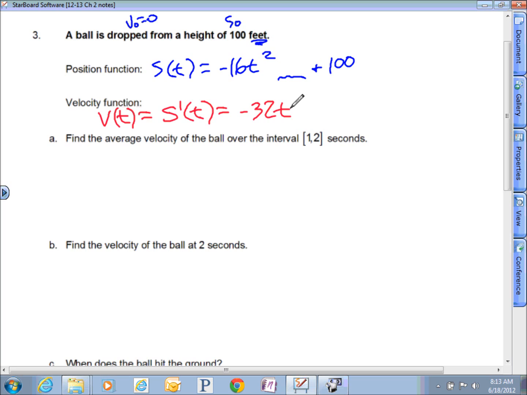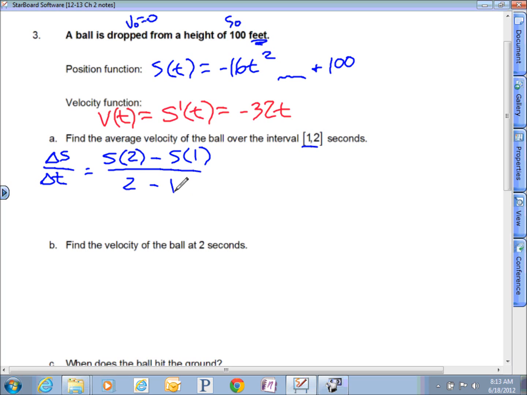All right, average velocity. Questions A and B. Average velocity and instantaneous velocity. Average velocity. Okay, so are we talking about at a specific time or over a period of time? We're talking about over a period of time. So we're looking at the change in position over your change in time. So change in position, we'd be looking at s of 2 minus s of 1 divided by 2 minus 1 second. So it took 1 second to make this change.